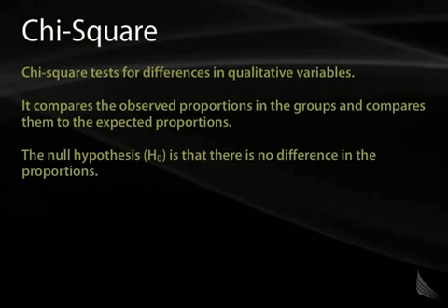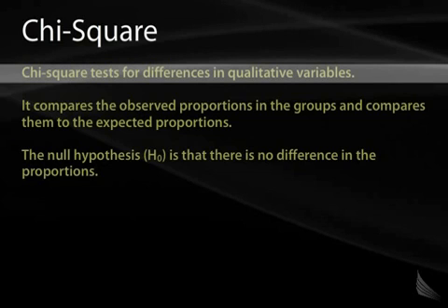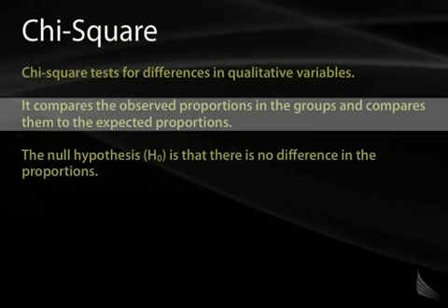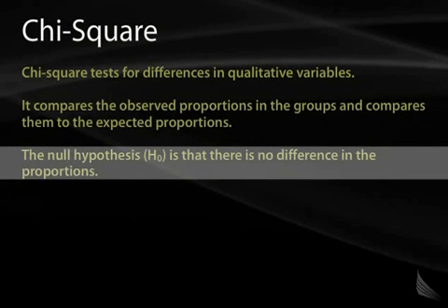The next test that we'll discuss is the chi-square test. And the chi-square test is used for differences in qualitative variables. Typically, when one has qualitative variables, the only data that one can generate from that is proportions. So the chi-square test compares the observed proportions in the groups and compares them to the expected proportions. Commonly, the null hypothesis is that there's no difference in the proportions.